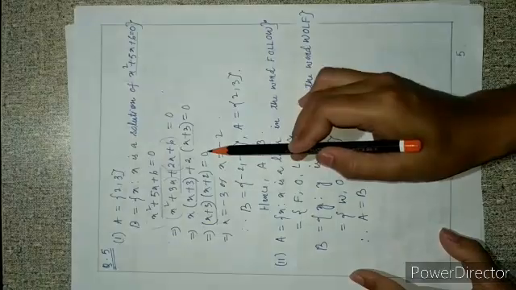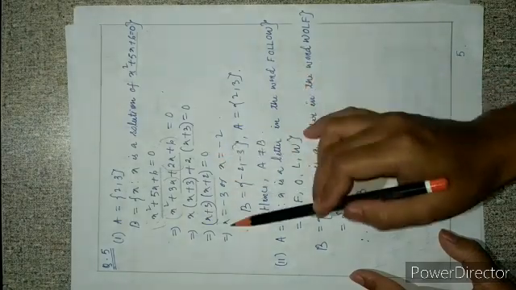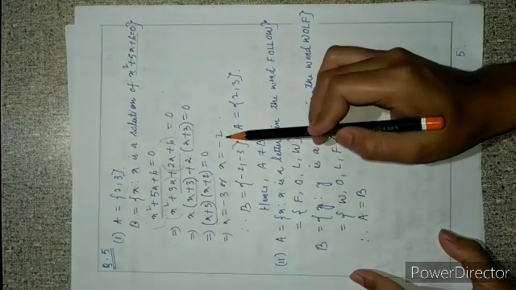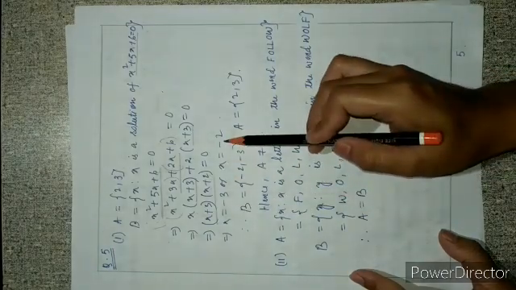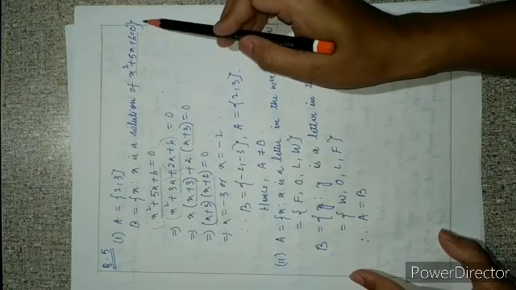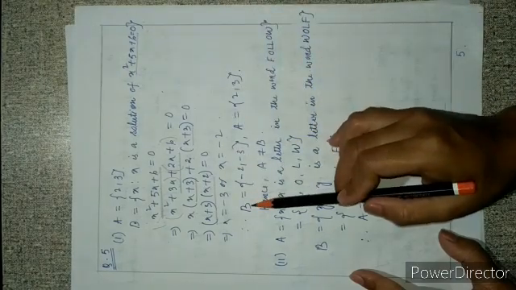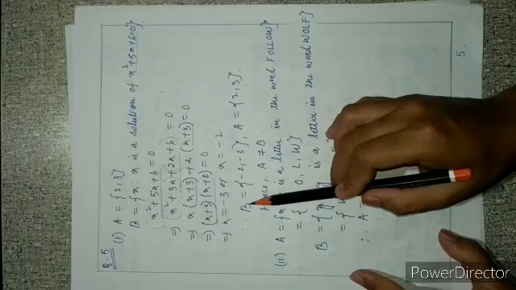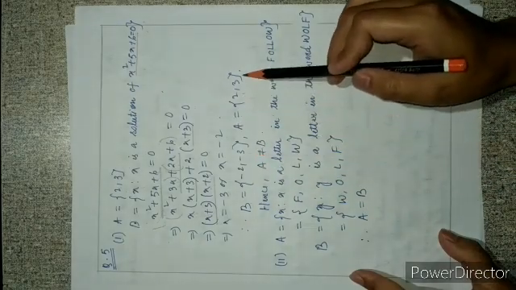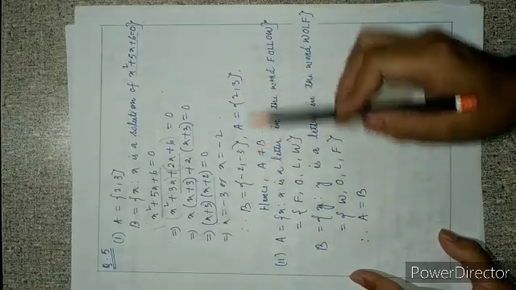The product of two factors is equal to 0, which implies that either x is equal to minus 3 or x is equal to minus 2. These are the solutions of the quadratic equation x square plus 5x plus 6 is equal to 0. So the elements of set B are minus 2 and minus 3, and the elements of set A are 2 and 3.